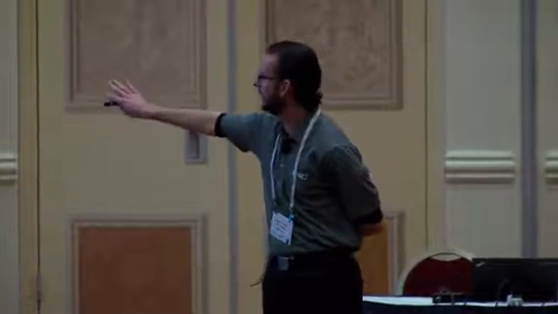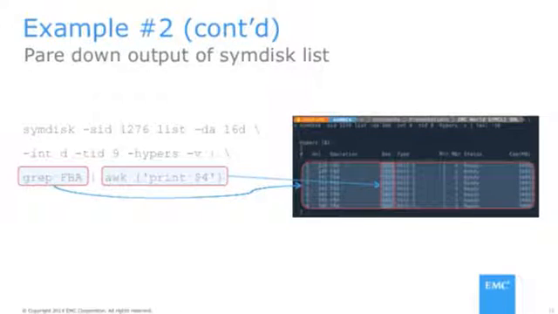So on the right, we're seeing the output of this command, symdisk list, DA, interface, target ID. That's how we specify a particular physical disk. We add the -hypers and the -verbose flag here. And what we see is all of the TDATs that are on that particular physical disk.